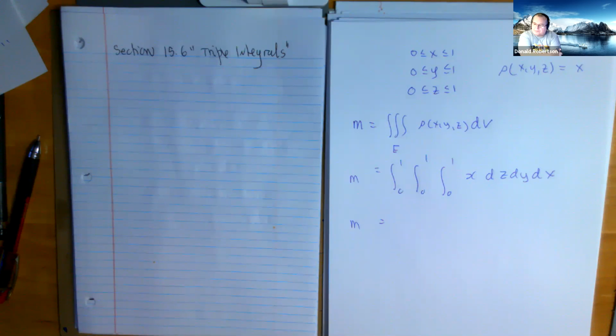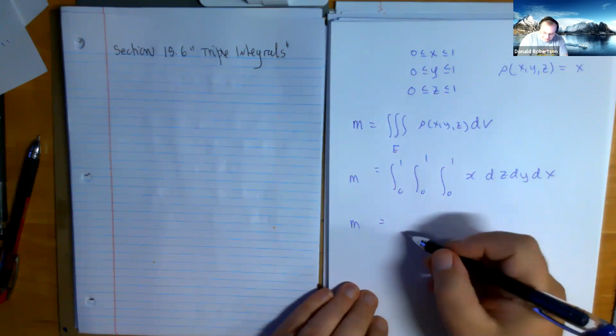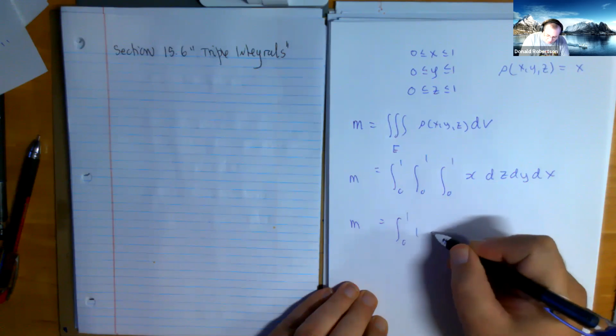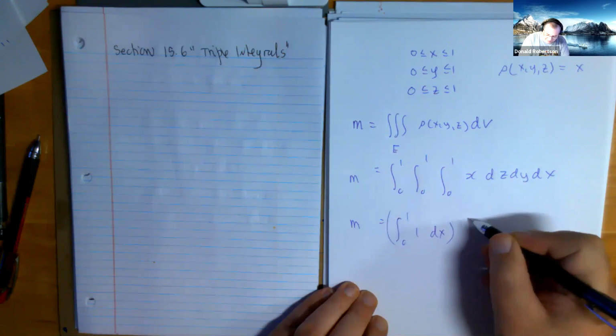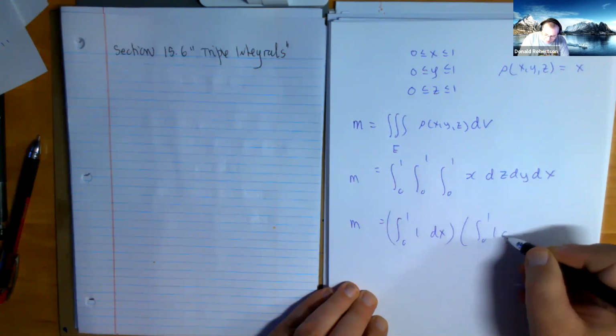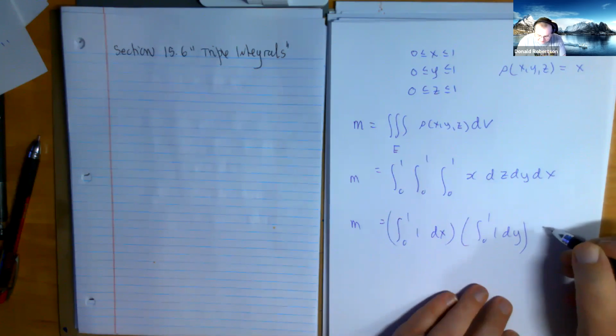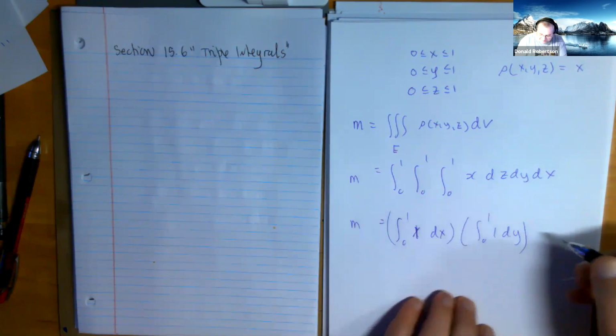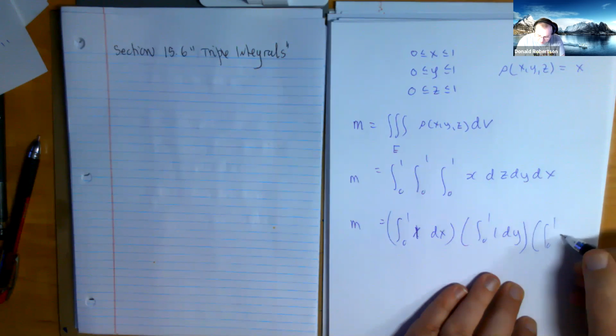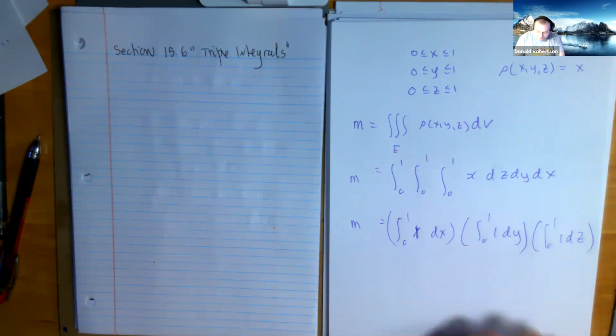Couldn't I, because these are variables separable, break this into three single integrals? I would do the integral from 0 to 1 of 1 dx, the integral from 0 to 1 of 1 dy, oh sorry, that's an x, and the integral from 0 to 1 of 1 dz. Are you comfortable about why I could get away with that separation here?